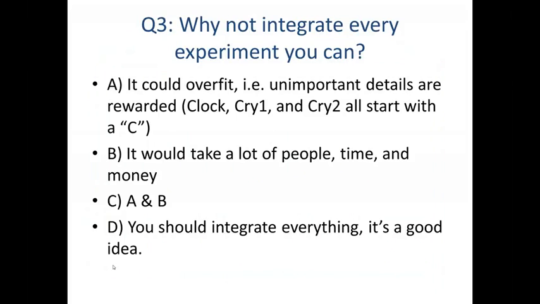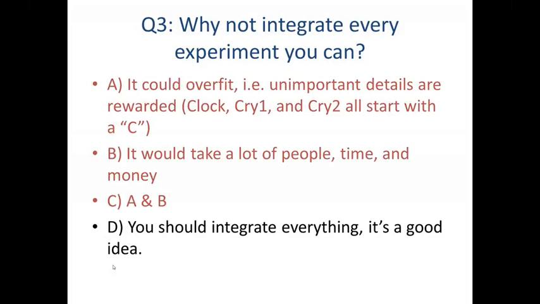So why not integrate every experiment you can? A, you could overfit, i.e. unimportant details are rewarded. For example, Clock, Cry1, and Cry2, all bona fide clock components, all start with the letter C, but starting with the letter C has nothing to do with being a clock component. B, it would take a lot of people, time, and money to integrate every experiment you could. C, just A and B, or D, you should integrate everything. It's a good idea. The answer, of course, is A and B.